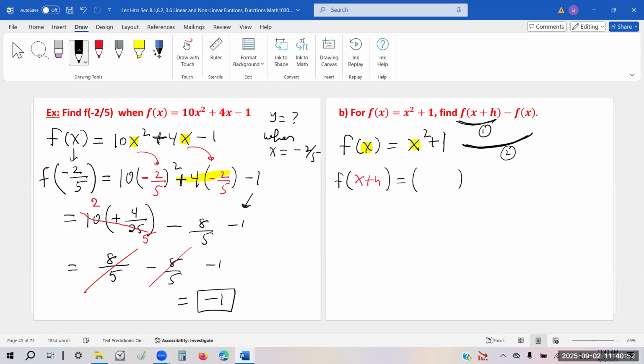So we have x squared plus 1, but instead of x, you have to write x plus h, whole thing squared, plus 1. So you replaced, but you cannot leave them alone. You have to expand. How many times do you have x plus h if the power is squared? Twice. So x plus h times x plus h, and then you have your plus 1.